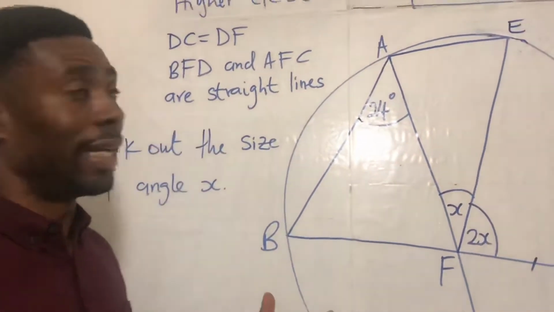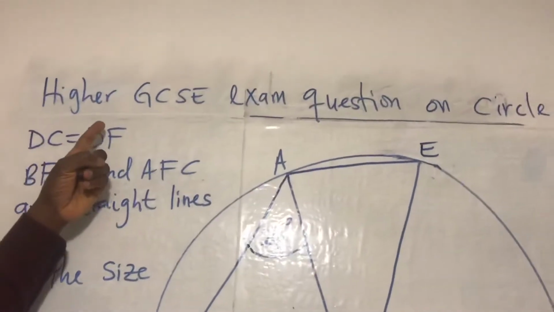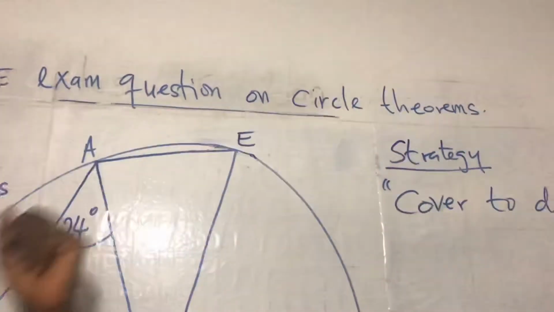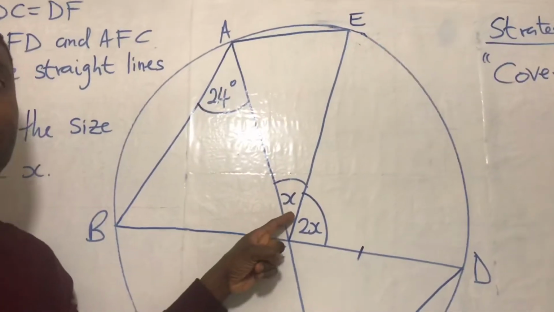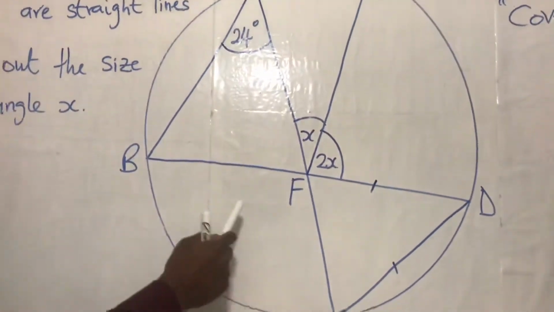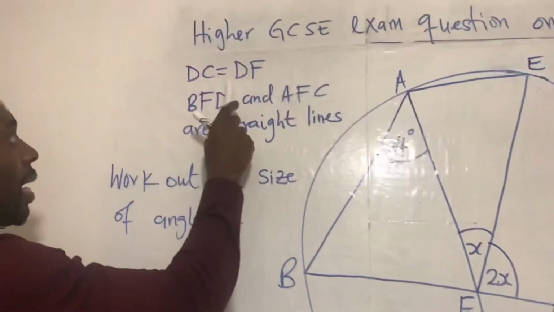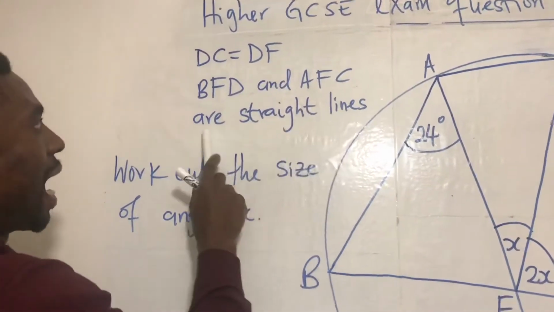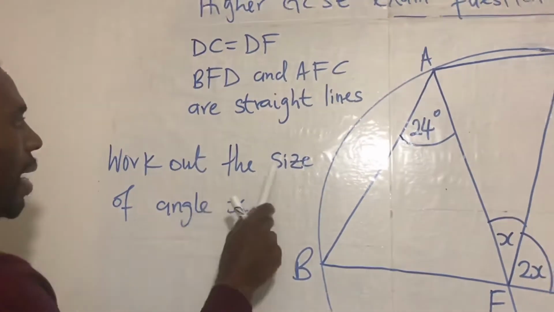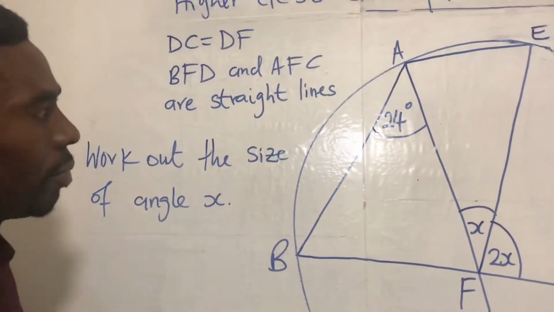In this video, we're looking at a higher GCSE exam question on circle theorems. This is a question where we're asked to find the angle X. We've been given information that DC equals DF, and BFD and AFC are straight lines. We're to work out the size of angle X.